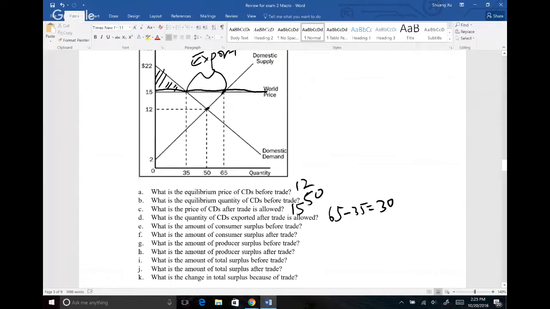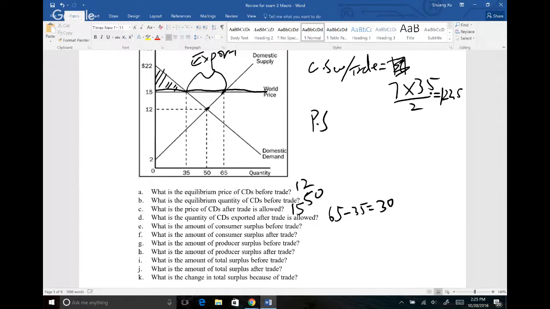So consumer surplus after trade, that's this triangle over here. So here, let me do this. So consumer surplus with trade, base times height. So that's from 22 to 15. That's 17. No, not 17. That's a 7, right? So 7 times 35 divided by 2. All right, let's see what this is. So 7 times 35 divided by 2. I have 122.5.